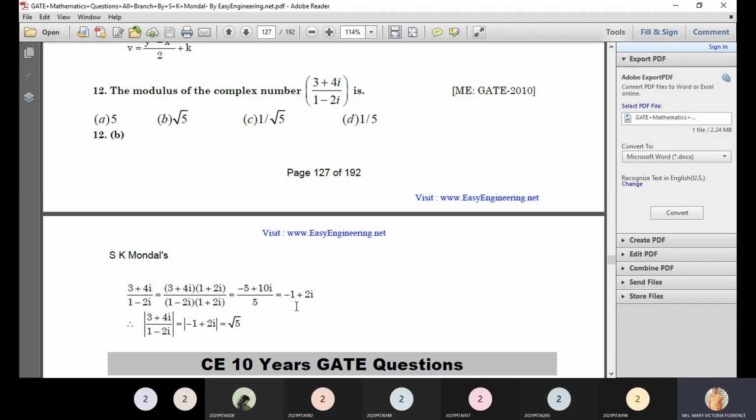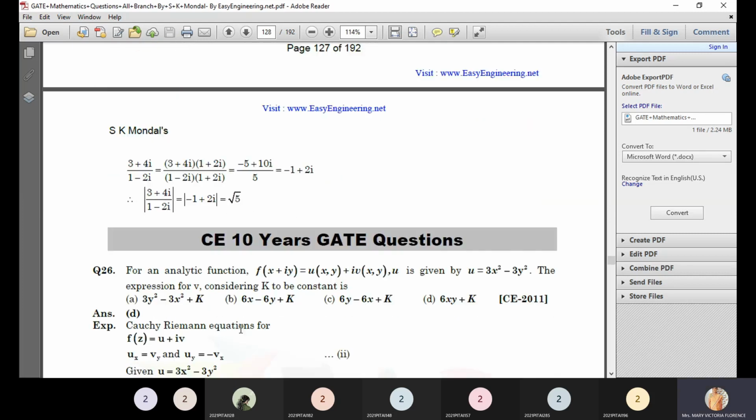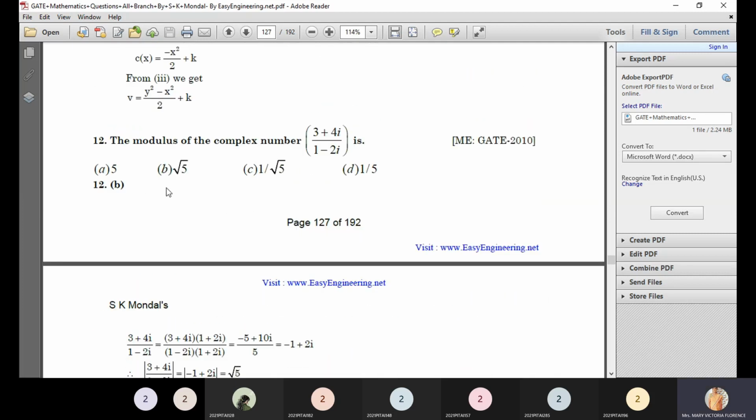Now the modulus of this. See, the formula is modulus of a plus bi equal to square root of a square plus b square. So here 1 square plus 2 square. 2 square is 4. 4 plus 1 is 5. So root 5 is the answer. The option is B.